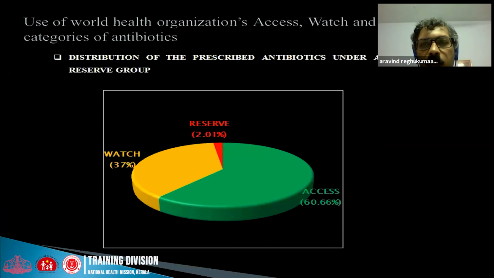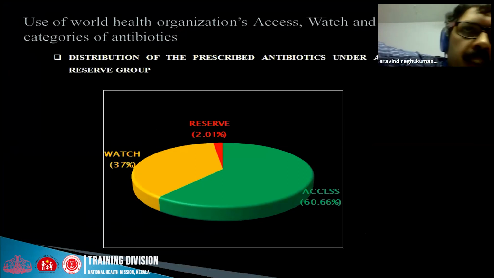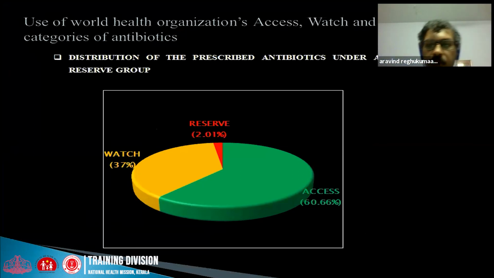Then we have the WHO target that by 2023, 60% of antibiotics used should be from the access category. And our study showed that in the OPD, 60% of antibiotics were from the access category, 37% were from the watch category, and 2% from the reserve category, that is linezolid use.